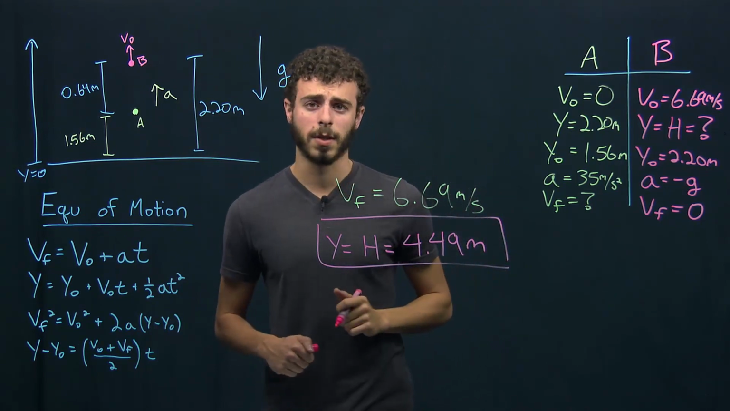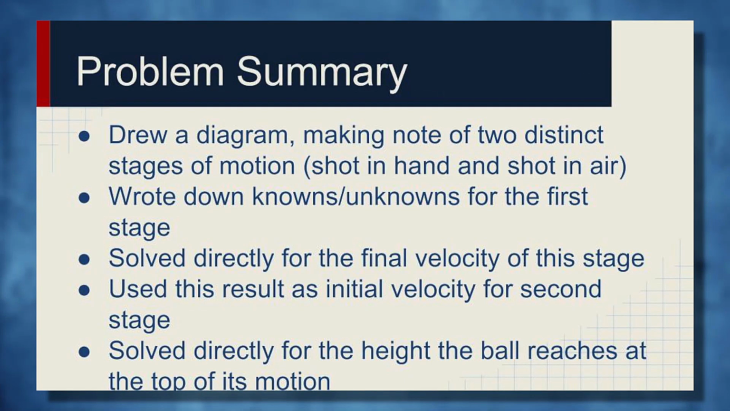Okay, so let's summarize what we've just done. We started by drawing a diagram and pinned down our coordinate system, and we were careful to note that there were 2 stages of motion inherent. Then we looked at the first stage to start, and that was when the ball was still in the person's hand. So we wrote down the knowns, and then we saw right away that we could solve directly for the final velocity of that first stage. We then realized that this became the initial velocity for the second stage of motion, and again we looked at the knowns, and then we remembered that the final velocity here is implicitly defined as 0 for the top of its motion. And then this led us directly to solve for the relevant equation of motion for height, and we took into account the positions where we defined the 0 position to be the ground.